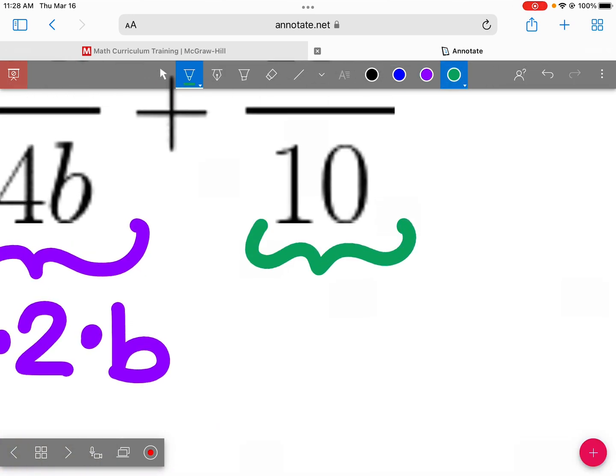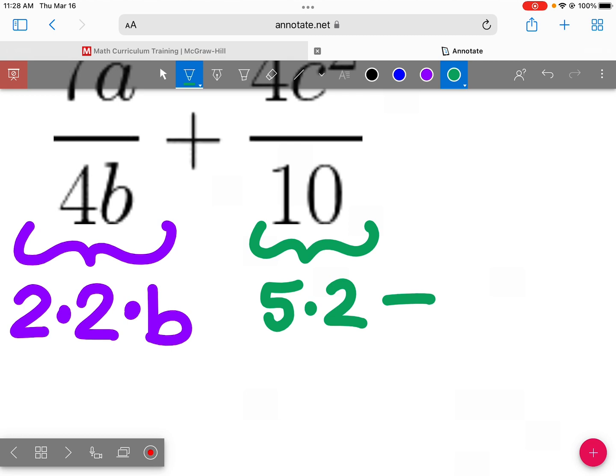What are the factors of 10? 5 and 2. These are the factors.